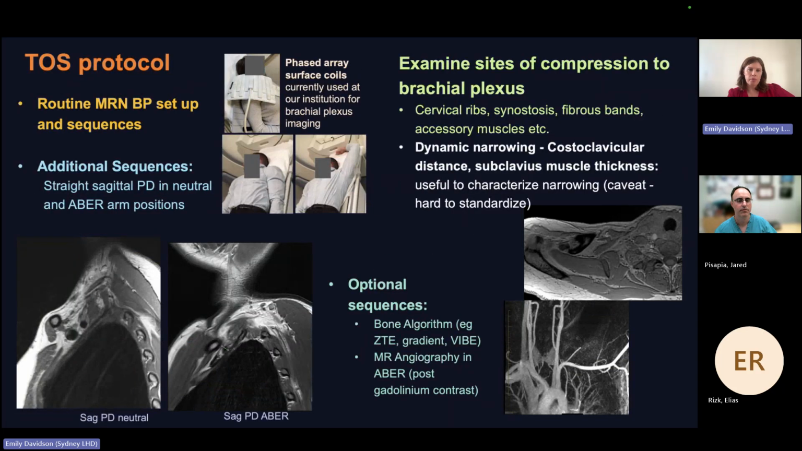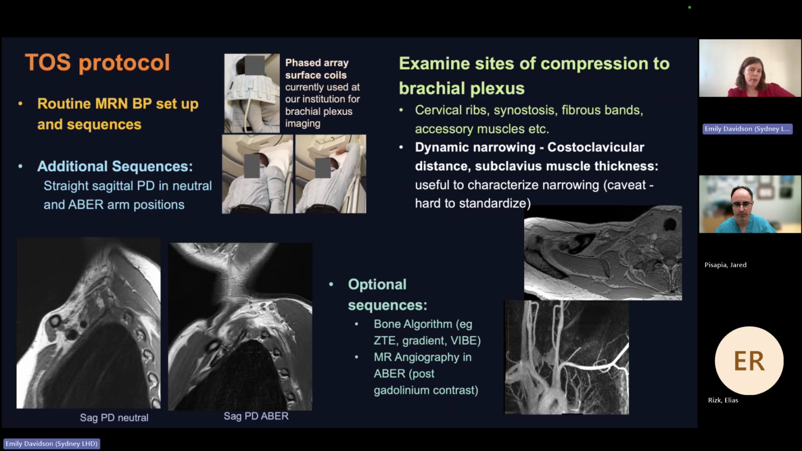For the imaging side, we do the same setup as we do with our standard MR angiography, but we add on some additional sequences depending upon what the quick clinical question is. I always add on these sagittal straight PD sequences, and that gives me assessment of the costoclavicular interval, and we get the patient to reposition their arm in ABA, and we look for narrowing. But we can also do other things like do a CT-like sequence to look for any bony pathology.